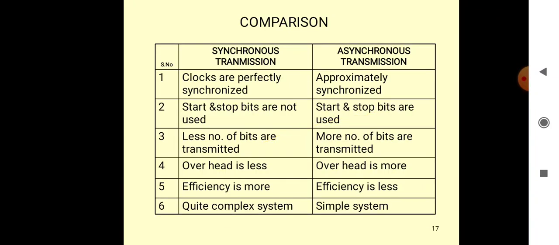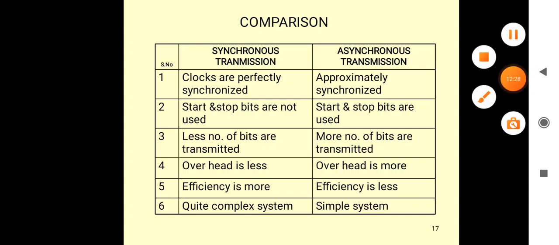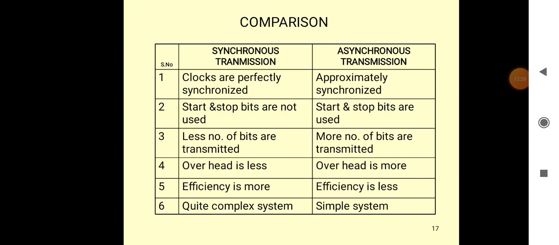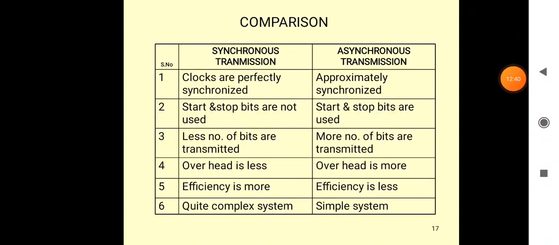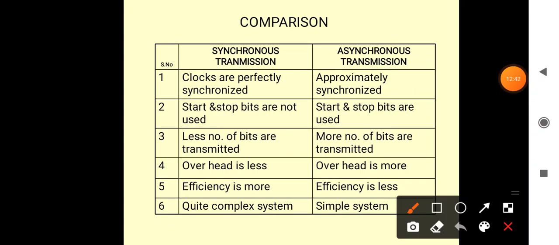Synchronous and asynchronous types of transmission. To compare synchronous and asynchronous transmission, what are the clock pulses? This can be observed: in synchronous, clock pulses are perfectly synchronized; in asynchronous, approximately synchronized. So whenever we take synchronous transmission, the same clock pulse will be maintained at both the transmitter and receiver. Start bits and stop bits are not used.